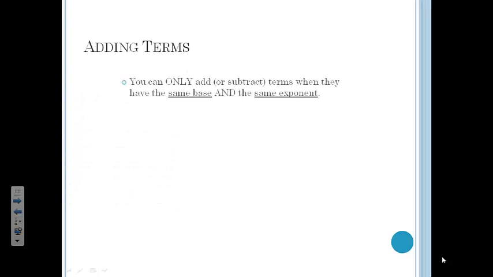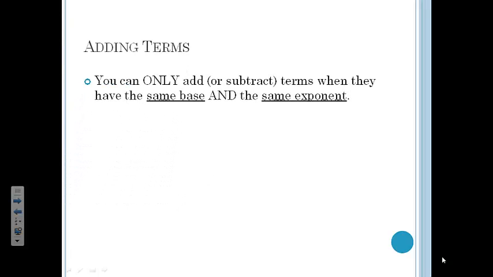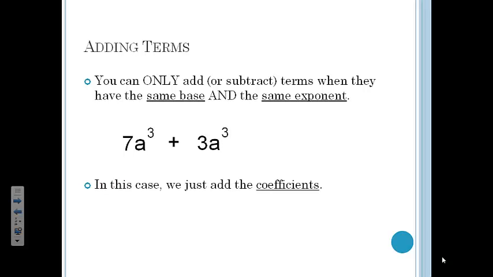Alright, adding terms. You can only add or subtract terms when they have the same base and the same exponent. They have to have both the same base and the same exponent. So for example, 7a to the 3rd plus 3a to the 3rd, they have the same base, the same exponent, so therefore we can add them together, right? See the a and the 3 bouncing around there? In this case, we just add the coefficients, and your answer is 10a to the 3rd.